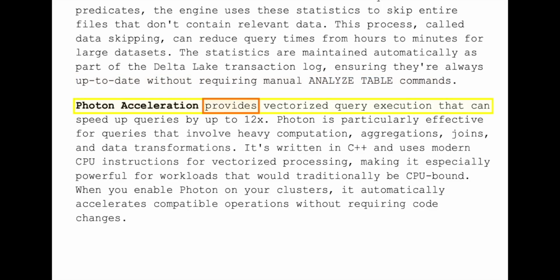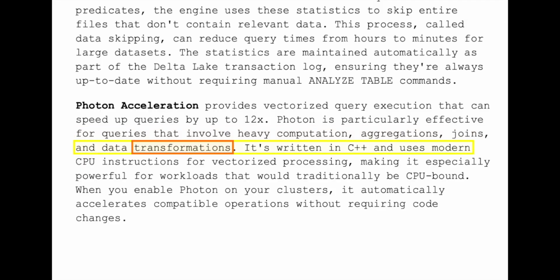Photon acceleration provides vectorized query execution that can speed up queries by up to 12x. Photon is particularly effective for queries that involve heavy computation, aggregations, joins, and data transformations. It's written in C++ and uses modern CPU instructions for vectorized processing, making it especially powerful for workloads that would traditionally be CPU bound. When you enable Photon on your clusters, it automatically accelerates compatible operations without requiring code changes.